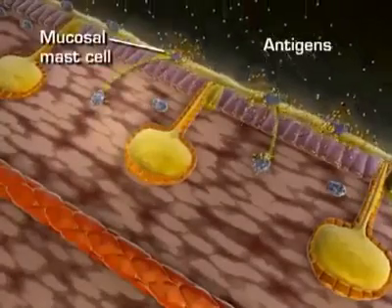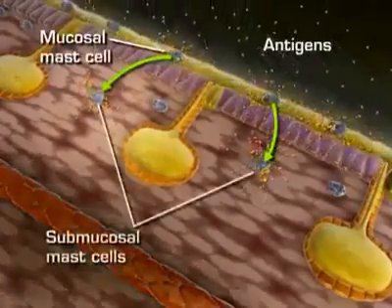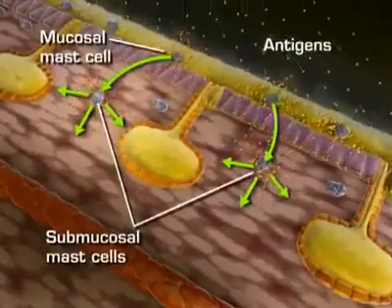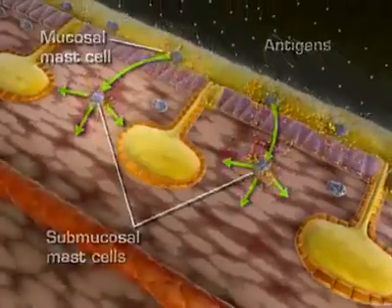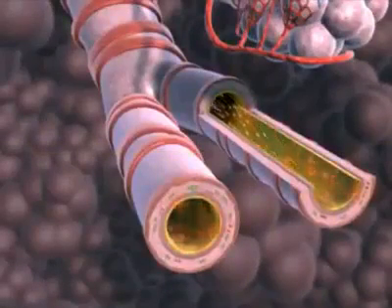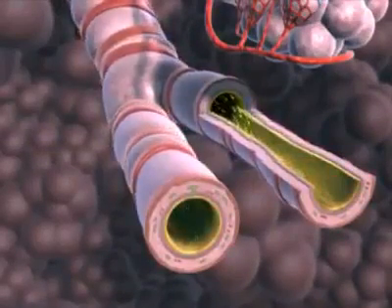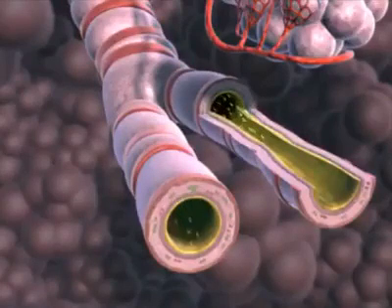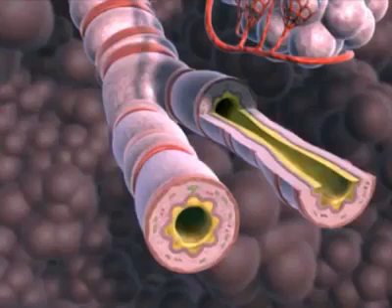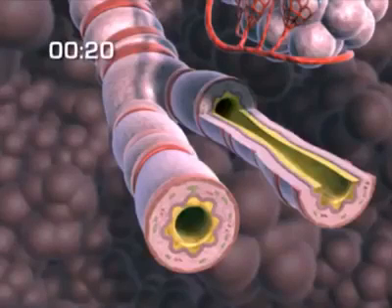The release of inflammatory mediators leads to infiltration of inflammatory cells and allows the antigens to reach the submucosal mast cells. In addition, direct stimulation of parasympathetic receptors causes bronchospasm, and increased vascular permeability causes mucosal edema and increased mucus secretions. As airway obstruction progresses, expiration becomes prolonged.